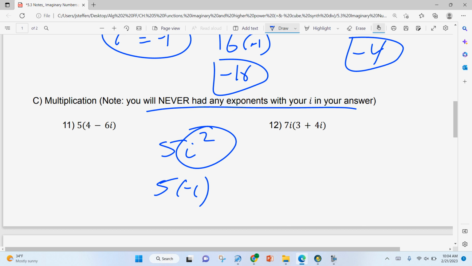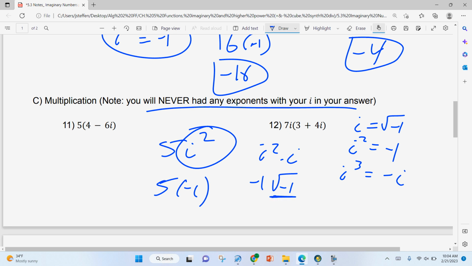In case you're wondering, it's kind of interesting. i to the first is the square root of negative 1. Then i squared is negative 1. i to the third is i squared times i, which is negative 1 times the square root of negative 1, so it's negative i. i to the fourth is negative 1 squared, which is just positive 1. And then i to the fifth cycles back to the square root of negative 1.